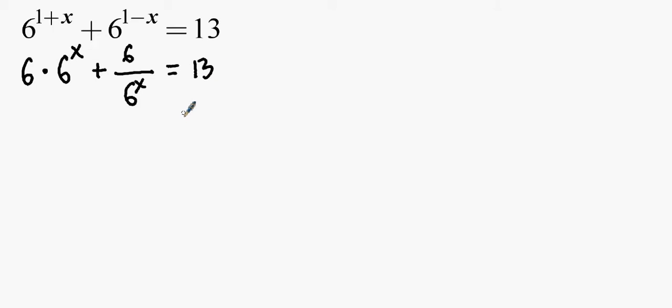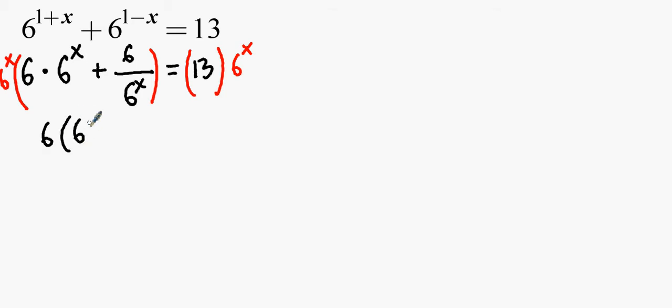Well, we can simplify. So we can multiply the whole thing by 6 to the x. So what we get here is 6 times 6 to the x squared. This here will cancel, or it will become 1. Plus 6 equals 13 times 6 to the x.